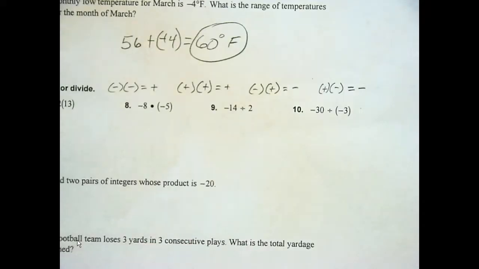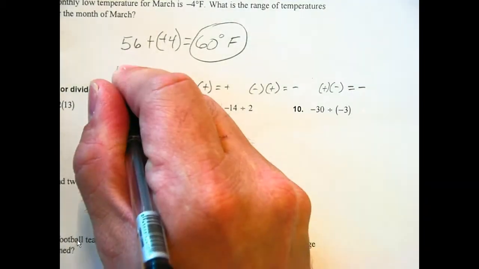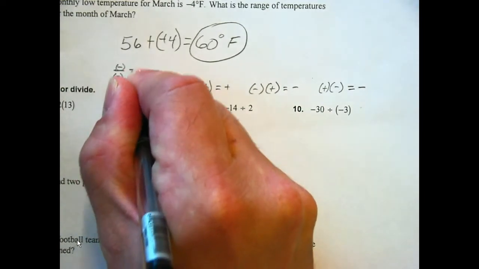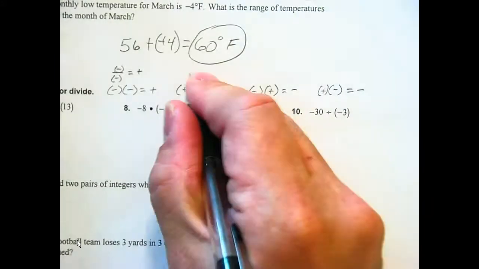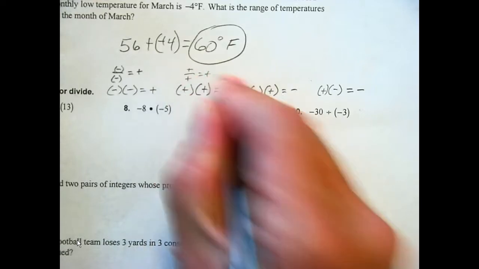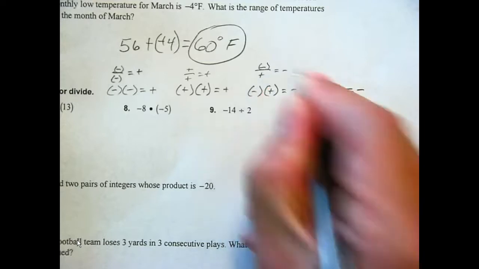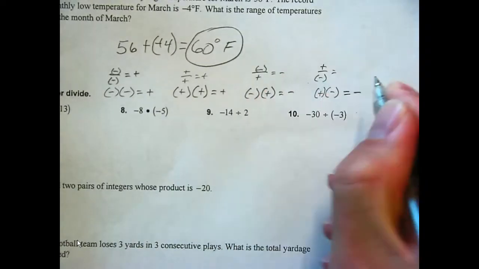It does go for division, yeah. It's actually the same for both. So if you're multiplying negative times negative, you get a positive, or if you divide a negative by a negative, you'll also get a positive. So the same rules apply. Positive divided by positive is also positive. Negative divided by positive is negative, and positive divided by negative is negative.